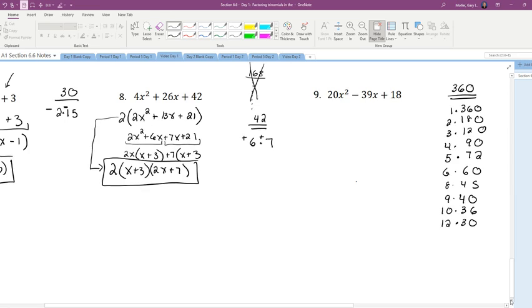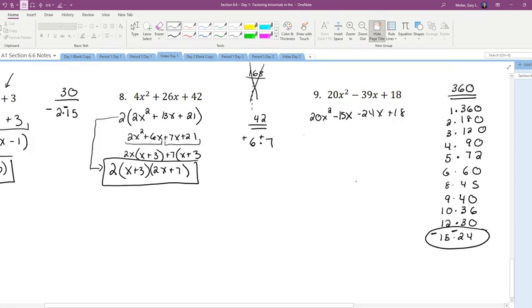I'm guessing 13, no. I'm guessing 14, no, because we didn't do a 7. So 15. 360 divided by 15 is 24. Hey, there we go. So those are going to add to be 39. Notice I want it to be a negative 39. Signs are the same, both negative. All right, let's rewrite the problem. 20x squared minus 15x. Sorry, computer just locked up on me. All right, let's see if we're back. Minus 15x minus 24x plus 18.